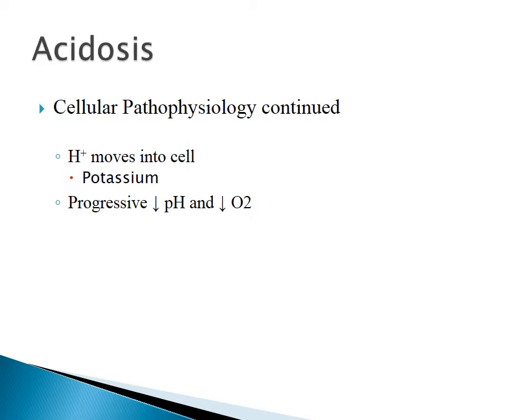As we continue on, the hydrogen starts to move into the cell. Remember, everything has to be balanced, and when there's too much hydrogen outside of the cell, it's going to move into the cell. So as the hydrogen moves into the cell, the potassium is going to move out of the cell to maintain electroneutrality. And what's going to end up happening is we're going to see hyperkalemia. And of course, with hyperkalemia, we have to worry about arrhythmias.